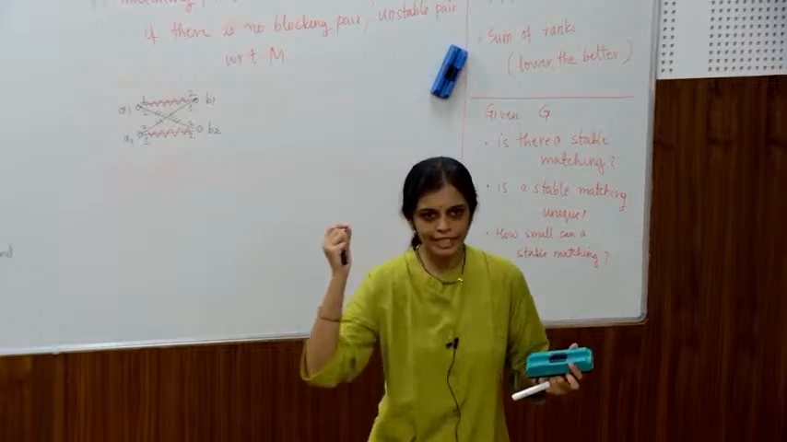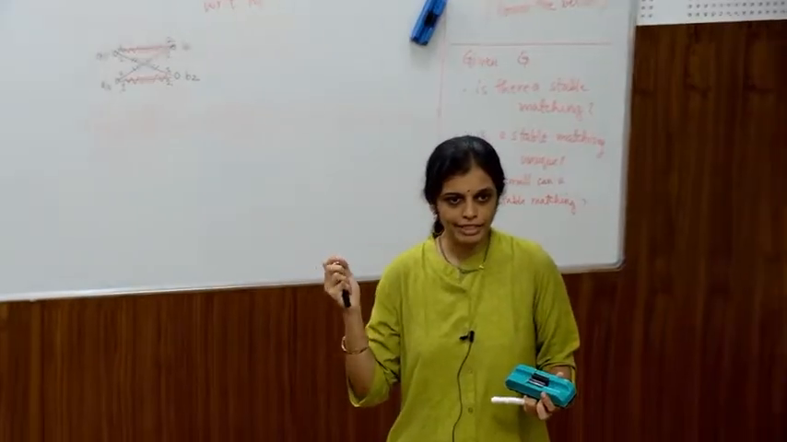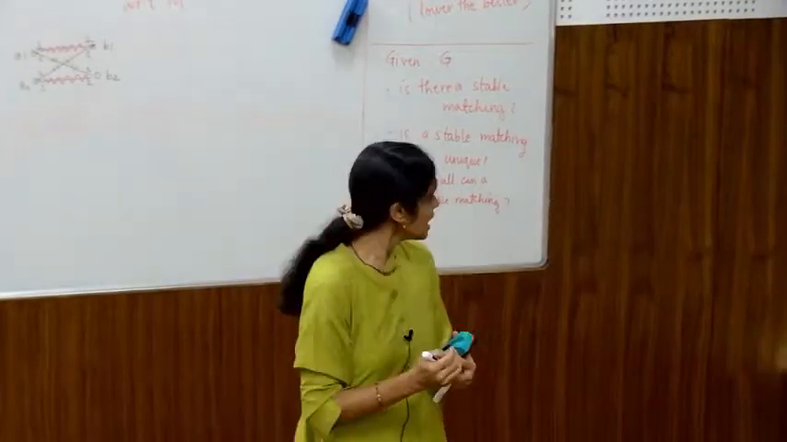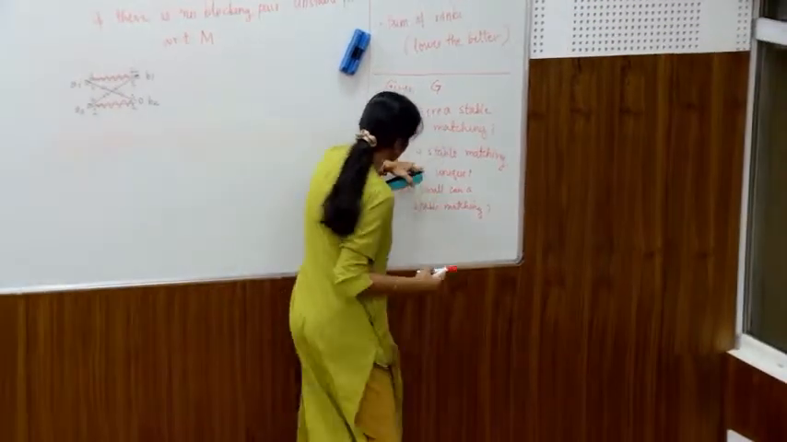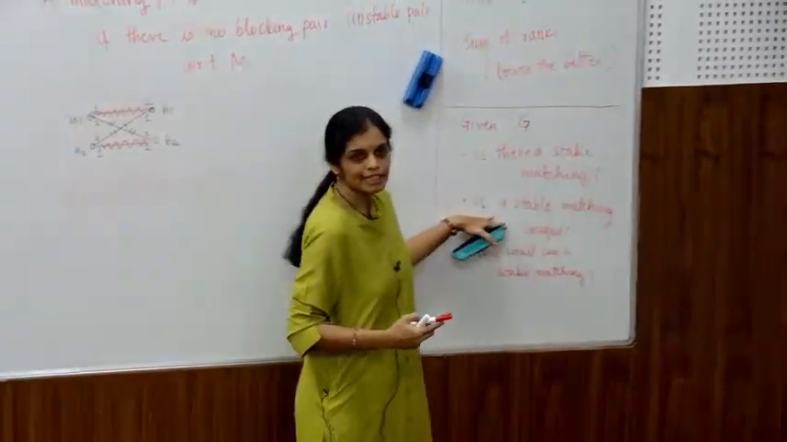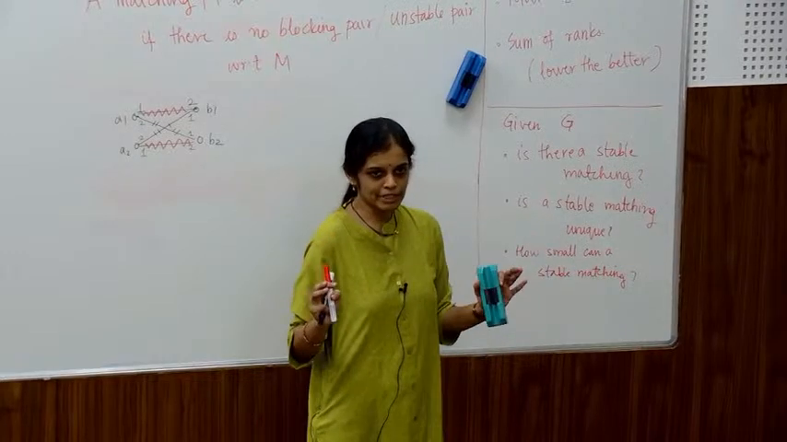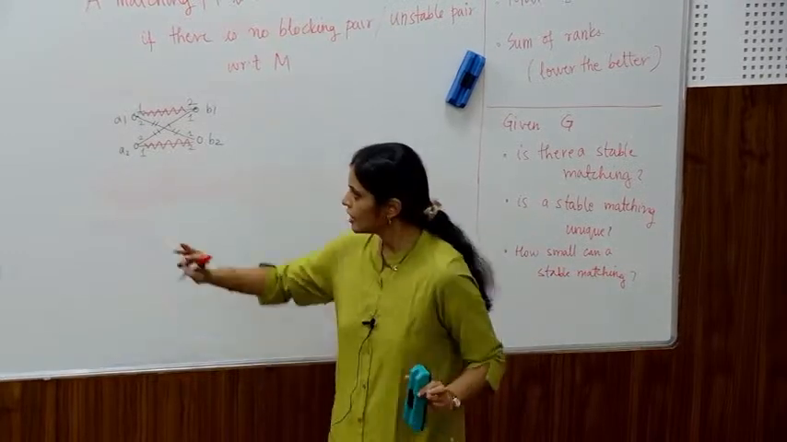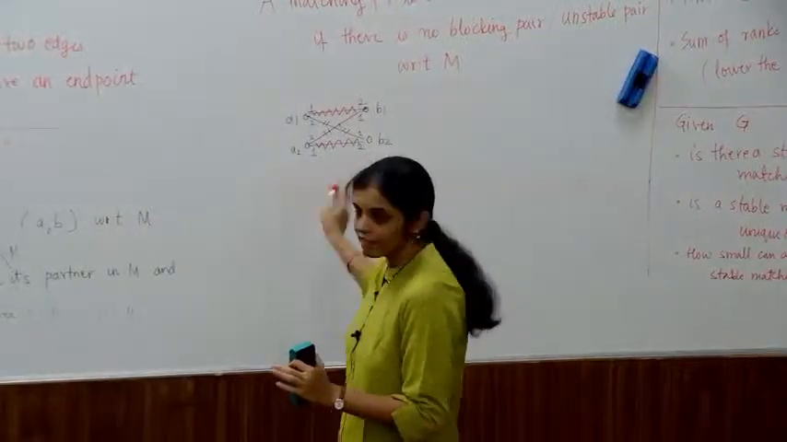Just to complete, this instance does admit a stable matching. In fact, it admits two stable matchings. And therefore, it naturally answers this question that a stable matching need not be unique. If the instance admits a stable matching, it need not be unique. We have an example where it is unique, and an example where it is not.